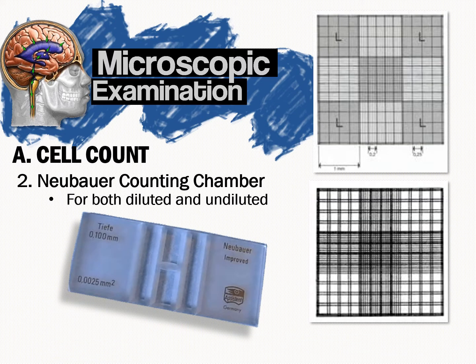The second counting chamber is the Neubauer counting chamber, which can be used both in diluted and undiluted sample. This is the Neubauer. This would be the squares under the microscope of a Neubauer. I will not be discussing this one in detail because this has been discussed already in hematology laboratory, and also this will be discussed in urinalysis and body fluids laboratory.